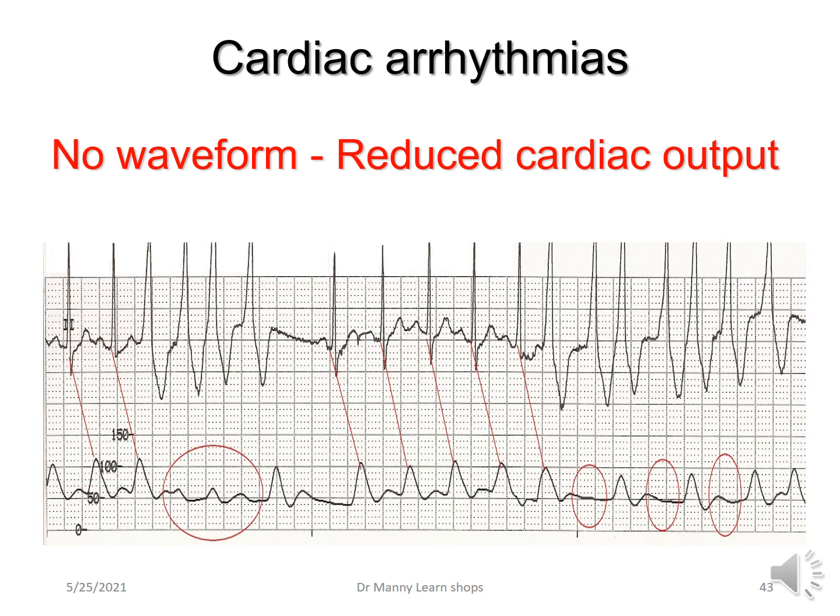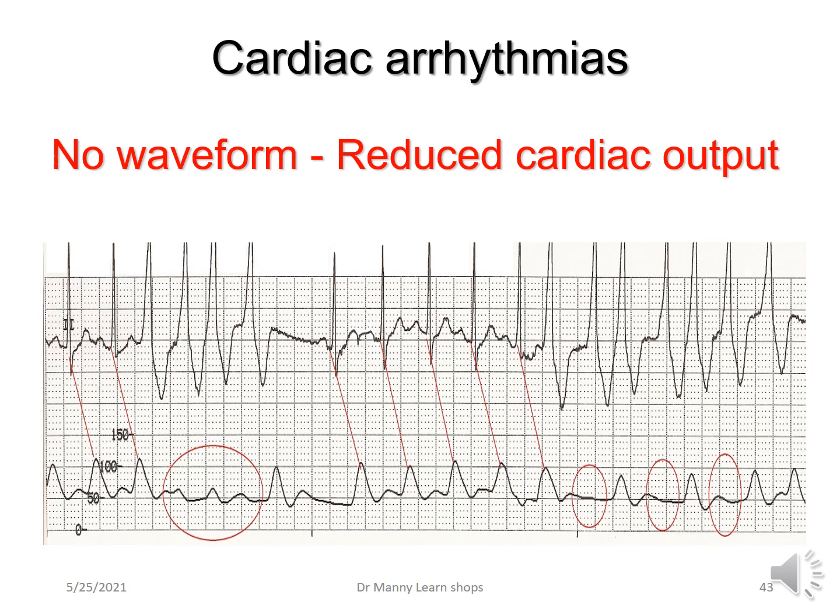Then you've got cardiac arrhythmias or dysrhythmias. This is where you have a look at the waveform and look at the ECG. During the normal ECG beat, you've got a normal arterial blood pressure waveform. When the patient goes into ventricular tachycardia, those big complexes, if you don't know what ventricular tachycardia is, go and look at the Dr. Manny Learn shots to do with ECGs.